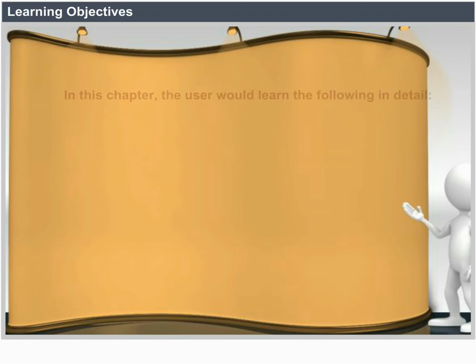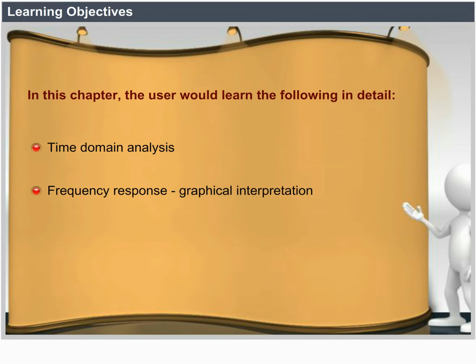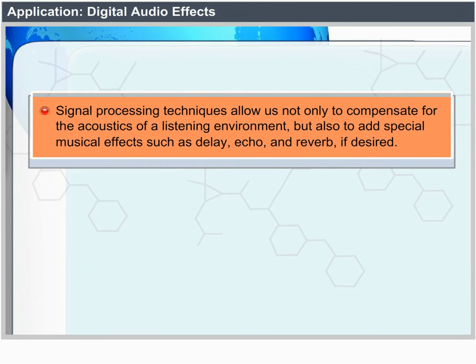Learning objectives. In this chapter, the user would learn the following in detail: time domain analysis, frequency response graphical interpretation, application digital audio effects. Signal processing techniques allow us not only to compensate for the acoustics of a listening environment, but also to add special musical effects such as delay, echo, and reverb if desired.